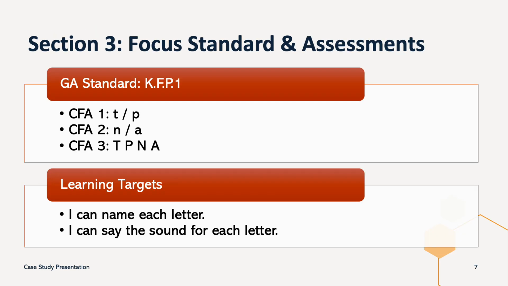For this teaching and assessing cycle, our kindergarten PLC focused on Georgia ELA Standard KFP.1, which addresses phoneme and grapheme correspondence. This skill is foundational in kindergarten because it lays the groundwork for decoding and early reading. To measure student mastery, we created 3 short cycle CFAs that aligned directly to our weekly phonics instruction. The first CFA assessed lowercase t and p, the second focused on lowercase n and a, and the third assessed the uppercase versions of all 4 letters.